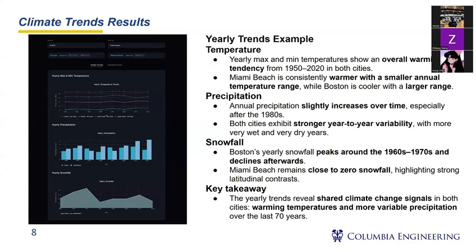For precipitation, annual precipitation slightly increases over time, especially after the 1980s. We also see stronger year-to-year variability, meaning more very wet and very dry years. For snowfall, Boston peaks around the 1960s and 1970s, and then declines afterward. Miami Beach stays near zero, which matches what we expect.